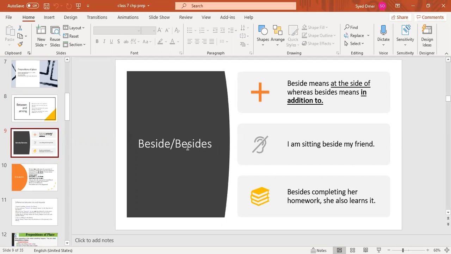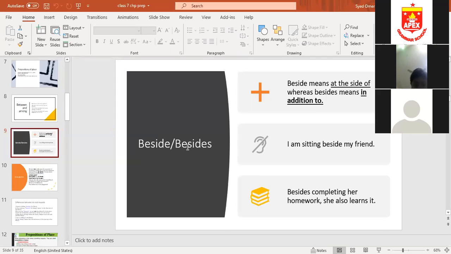Besides completing my homework, I also learned it. It means you are doing two things. One thing, you are completing your homework. Second thing, you are learning it. So you can say besides means in addition to. Besides going to my granny's house, I also visited the park. So you are doing two things. So when we put besides, it means in addition to, and when we say beside, it means at the side of.